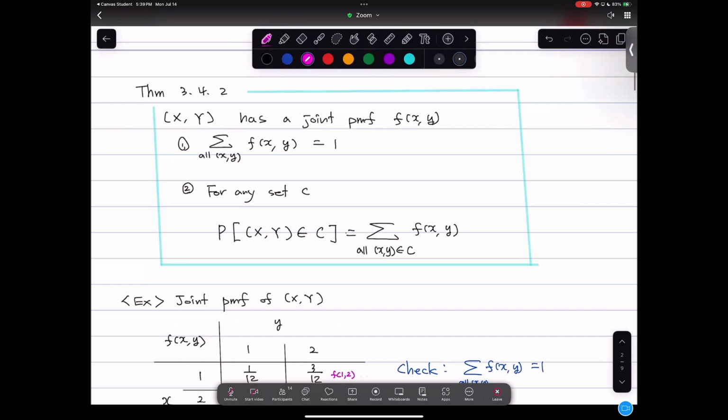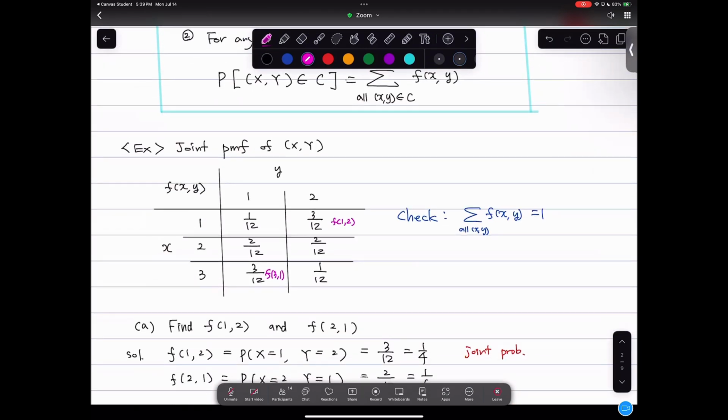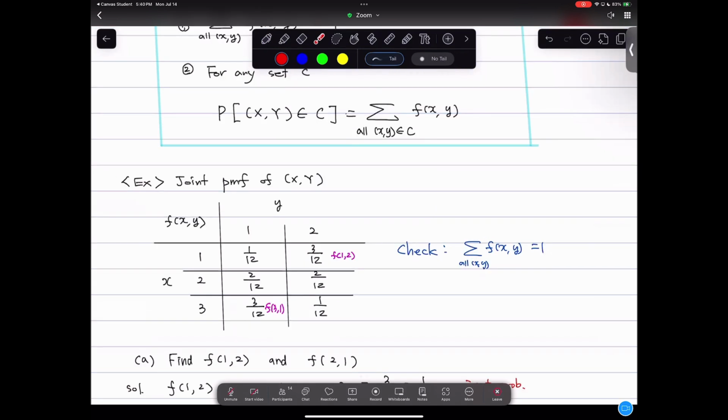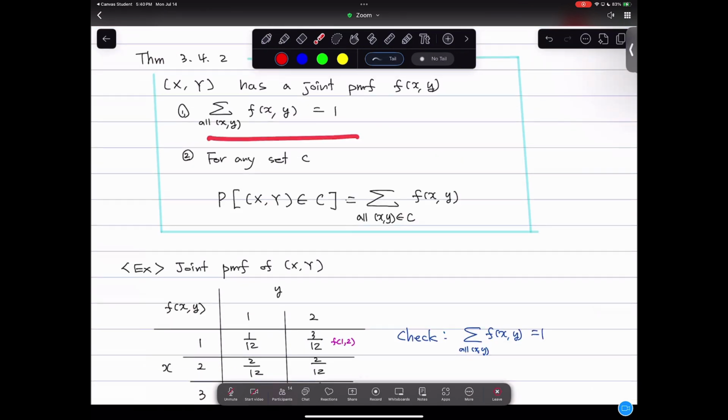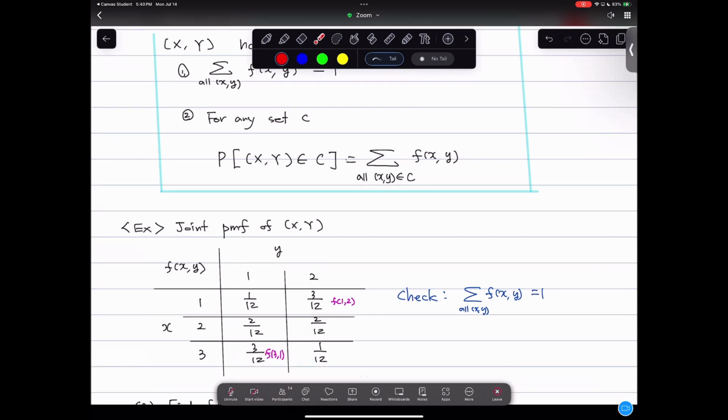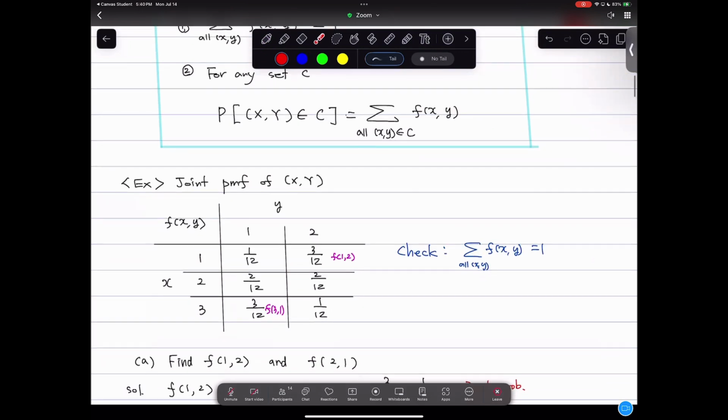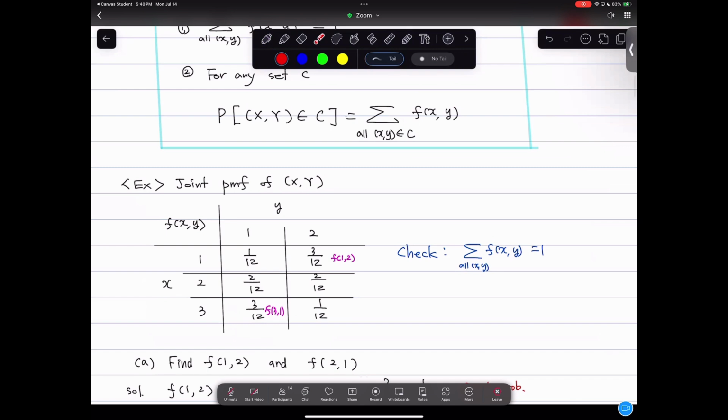Typically we show the joint PMF as a table like this, very common. The PMF gives the probability of all these possible xy pairs, and the sum of all of them must be 1. If I want the probability that x and y is an element of a set C, any ordered pair set you're interested in, then you just go get all the xy pairs that satisfy the condition and add them up.